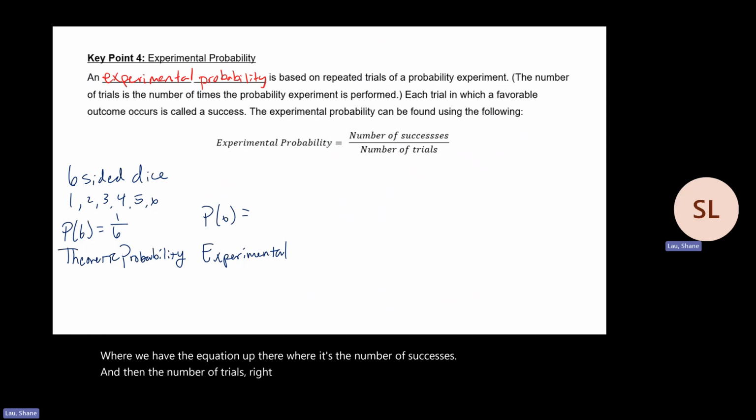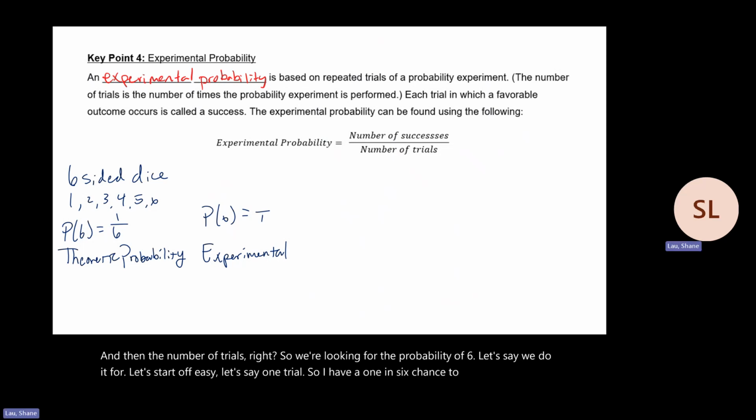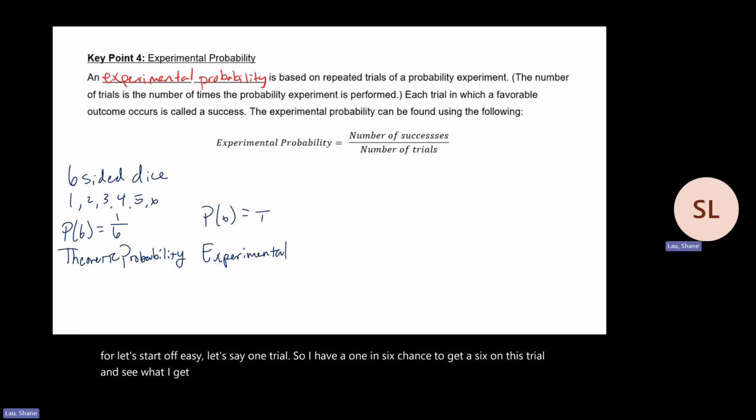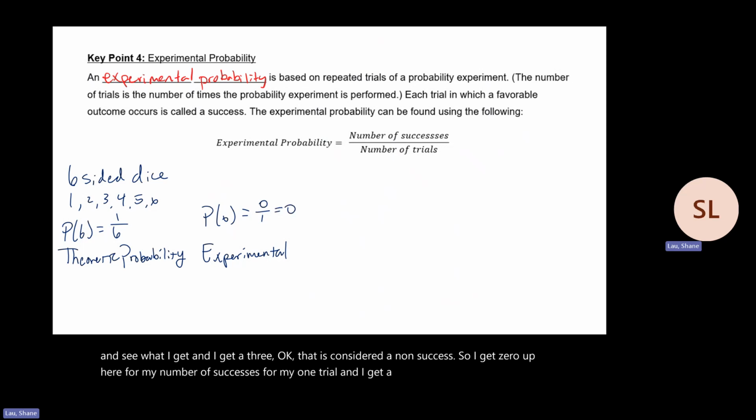So we're looking for the probability of 6. Let's start off easy. Let's say 1 trial. So I have a 1 in 6 chance to get a 6 on this trial. Let's see what I get. And I get a 3. Okay, that is considered a non-success. So I get 0 up here for my number of successes for my 1 trial, and I get a 0 for my probability. That's experimental.